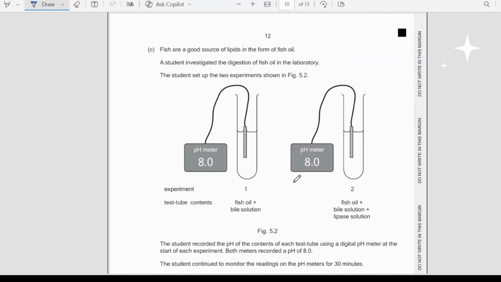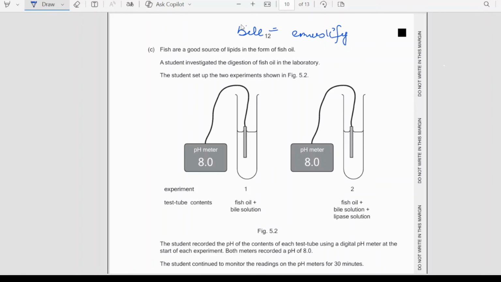Now you have two setups. One is with bile and the other is with bile and lipase. But before going to the question, let me ask you, what is the function of bile? What is the meaning of emulsifies? Into smaller droplets. Is it a physical digestion or a chemical digestion? No, it's a physical digestion. Physical means nothing new is formed. It is only converting from bigger to smaller droplets. So it's a physical digestion.